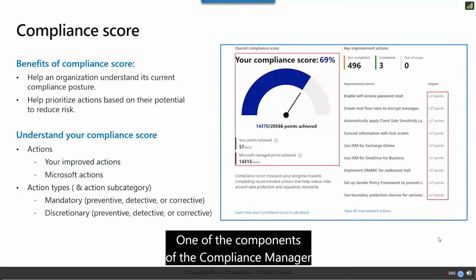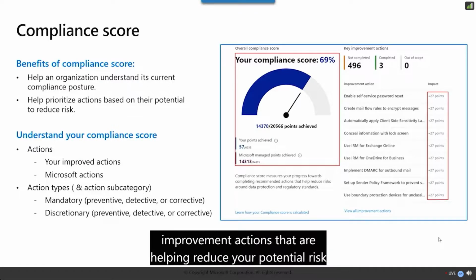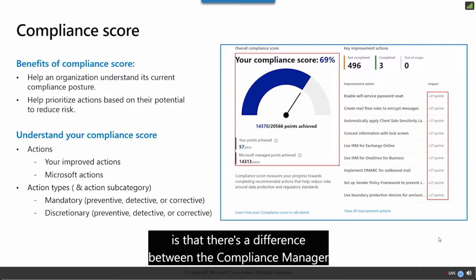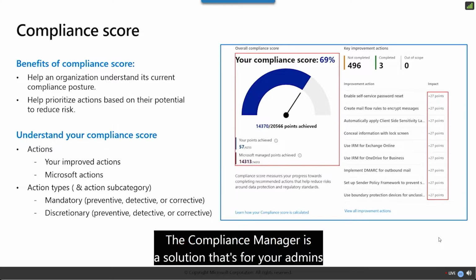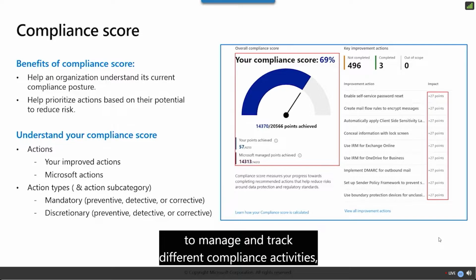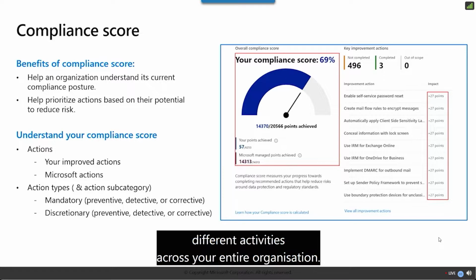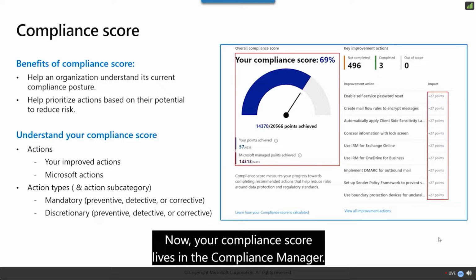One of the components of the Compliance Manager is something called the Compliance Score. The Compliance Score measures the progress of your recommended improvement actions that are helping reduce your potential risk when it comes to compliance. Now, the key thing that I want you to remember here is that there's a difference between the Compliance Manager and the Compliance Score. The Compliance Manager is a solution for your admins to manage and track different compliance activities, where the Compliance Score is a calculation of all those different activities across your entire organization. Your Compliance Score lives in the Compliance Manager.